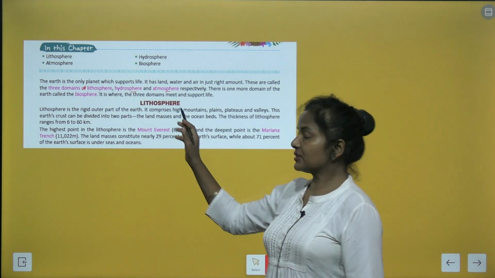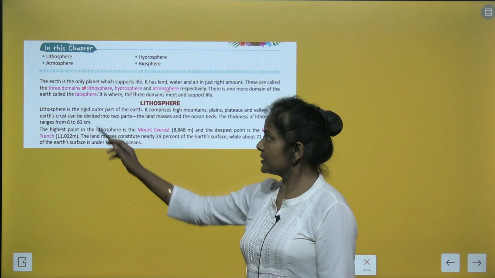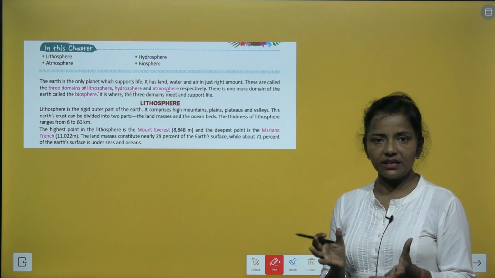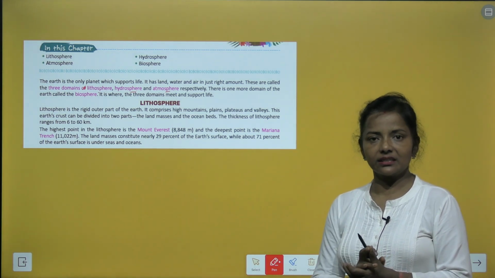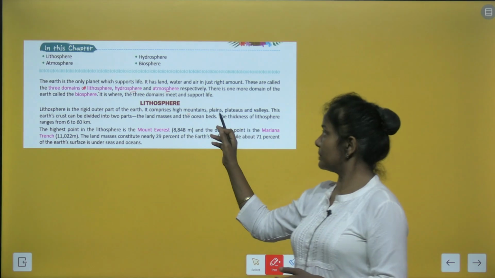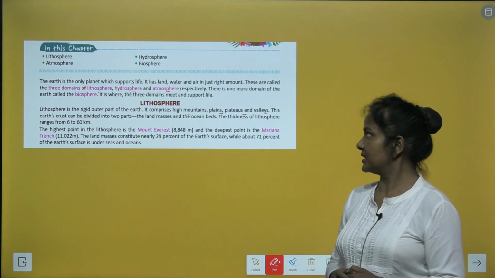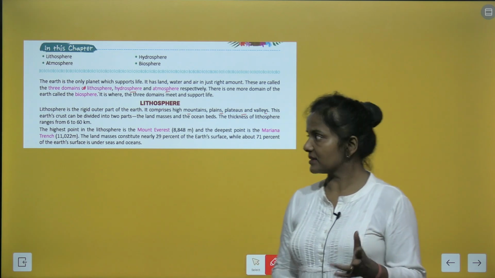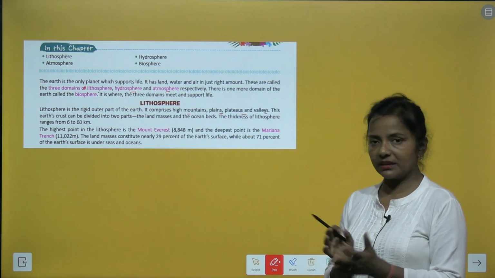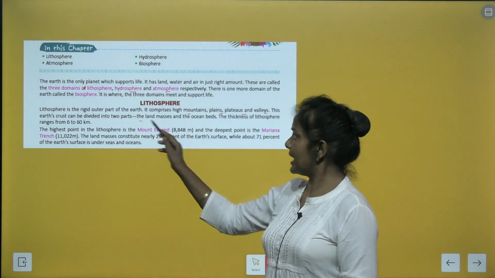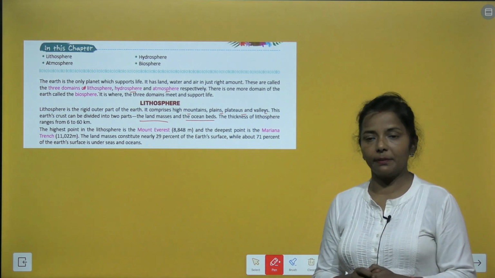Okay, let's start with the lithosphere. Lithosphere is the rigid outer part of the earth. सबसे बाहरी पार्ट है अर्थ का, वो है लिथोस्फीयर. It comprises high mountains, plains, plateaus and valleys. This Earth's crust can be divided into two parts. अब ये जो अर्थ का crust है, outer part है, इसको two parts में divide किया जा सकता है: the land masses and the ocean beds.